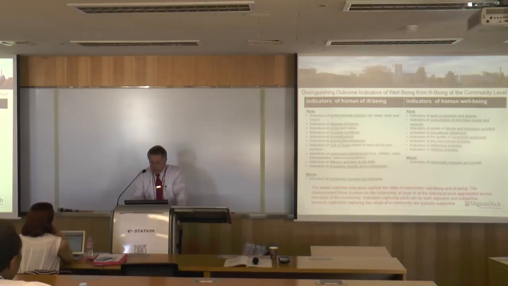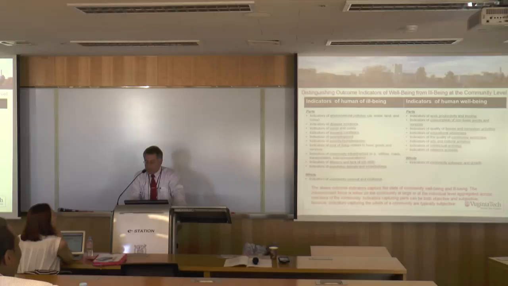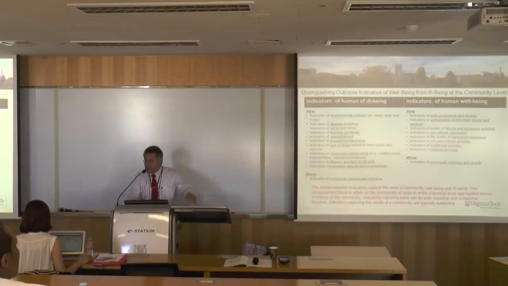the outcomes again, at the community level, the nature of those indicators change, and on the human well-being side, at the community, you can capture work productivity and income, consumption of non-basic goods and services, the quality of leisure and recreational activities. Now, this is at the community level. This is not what's happening at the individual. For a given individual, that's a given community, i.e., let's say, in a place like Seoul, Korea, right?